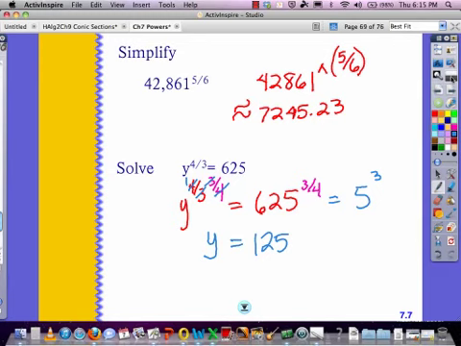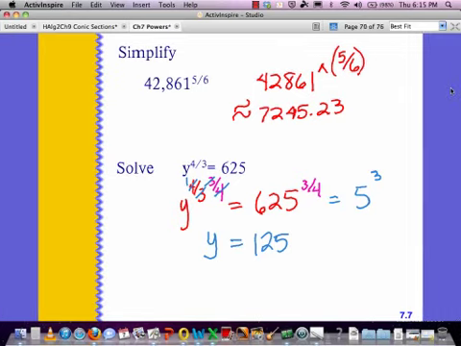Undoing the power would be one step. Undoing the root would be the second step. All right, let's see what else we've got.